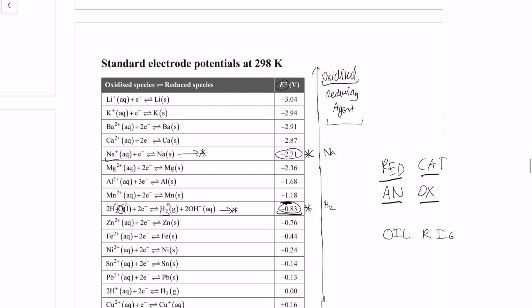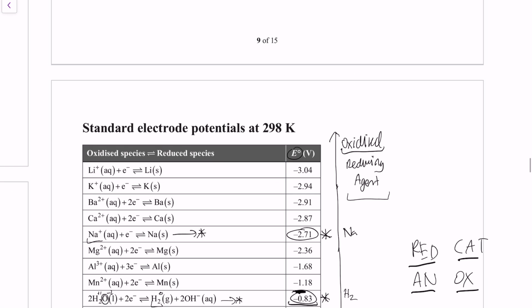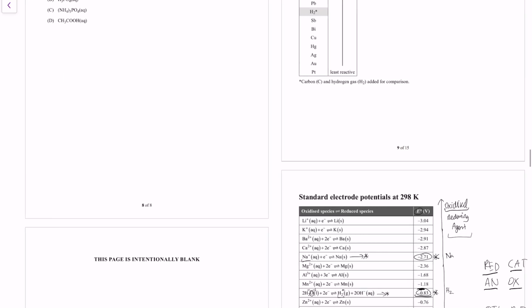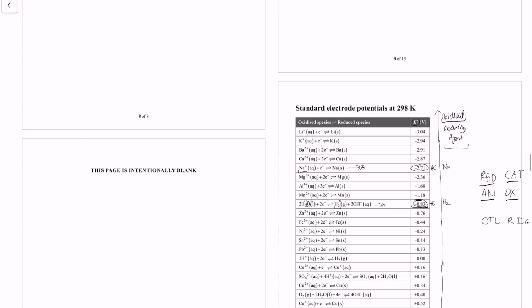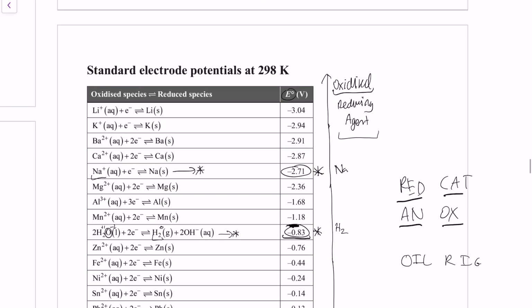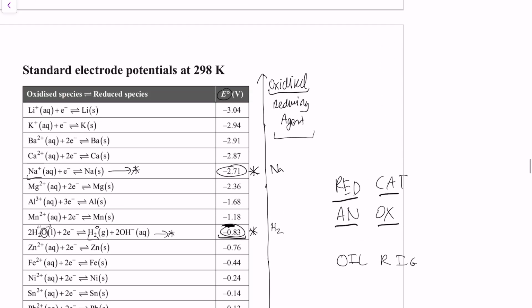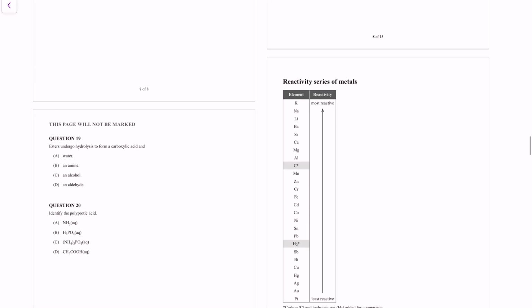Okay, because we know the E naught values are in order. They're not just random, but they're there so you can easily identify which one will be reduced. The ones with a higher E naught value get reduced, if you want to think of it that way, in terms of the E naught value, which is this value right here, that I've circled.